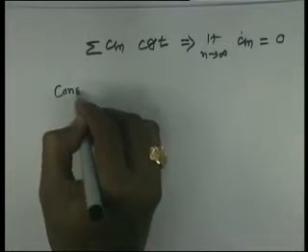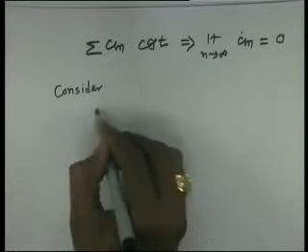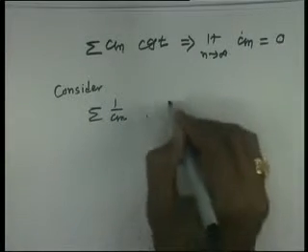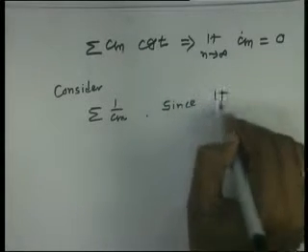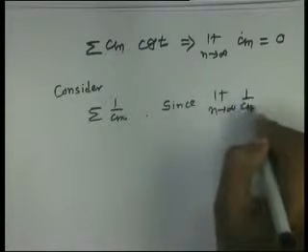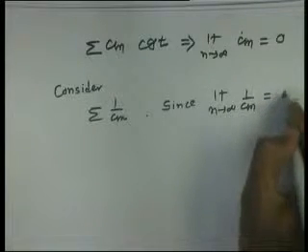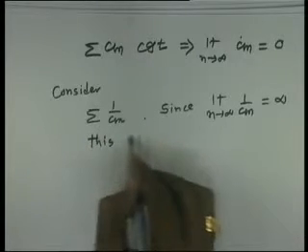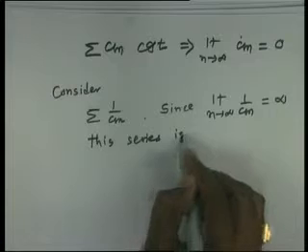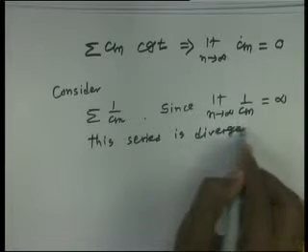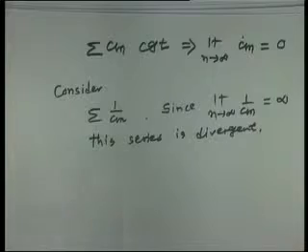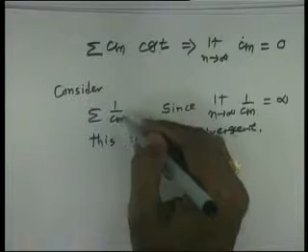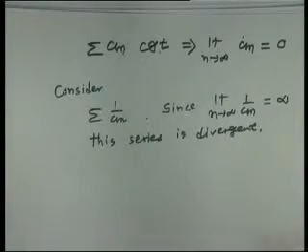Now we have to consider sigma 1 upon an. Since limit n tends to infinity 1 upon an is obviously infinity, this series is divergent. Okay, keep in mind, if the series sigma an is convergent, then the series formed by its reciprocal is always divergent. Okay, slide please.